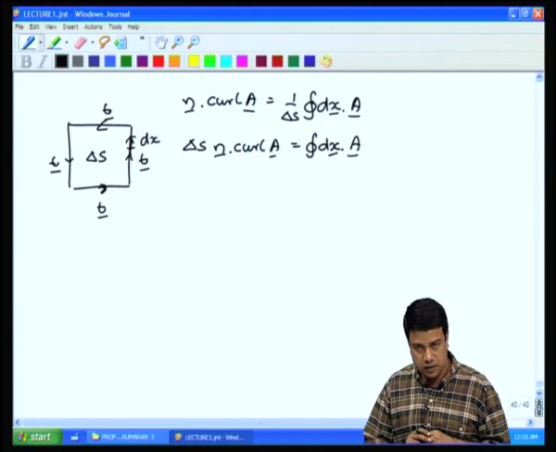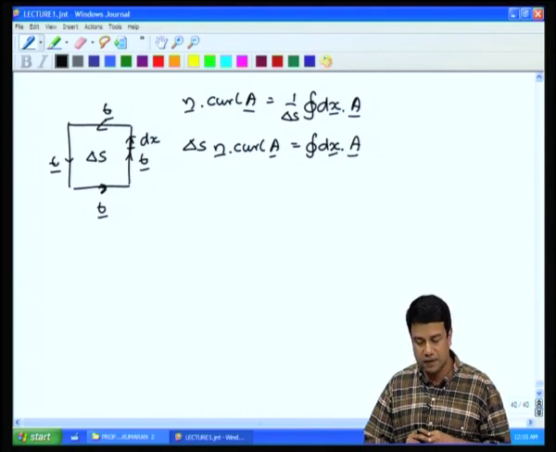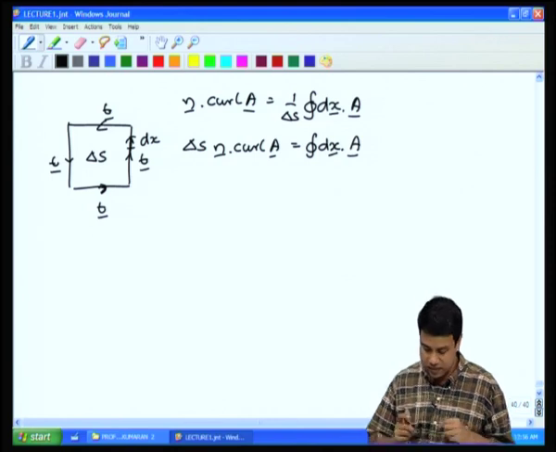But my original integral theorem was for the entire surface. The original theorem was for the entire surface. So, how do we get it from this microscopic relation? Once again, we use the same little bit of logic that we used for calculating the divergence.